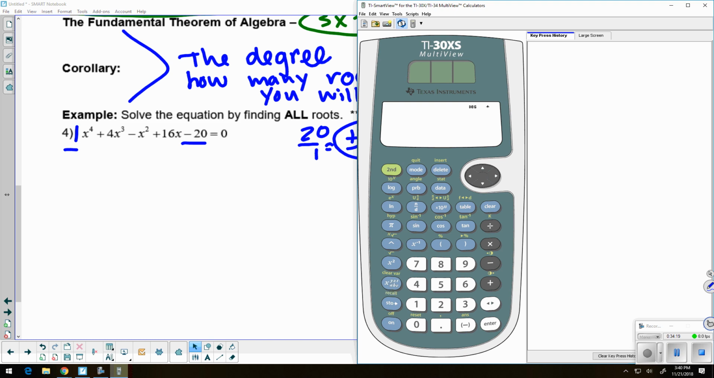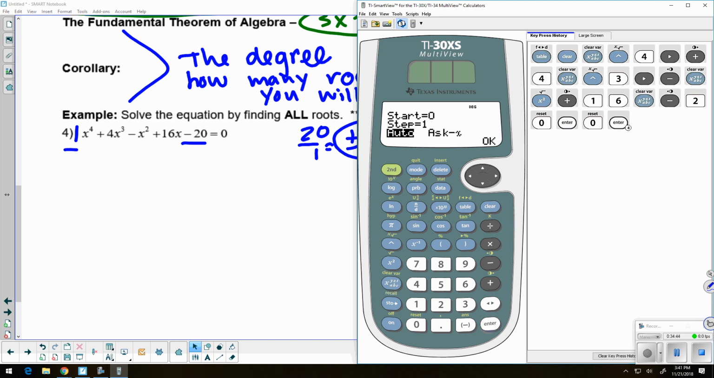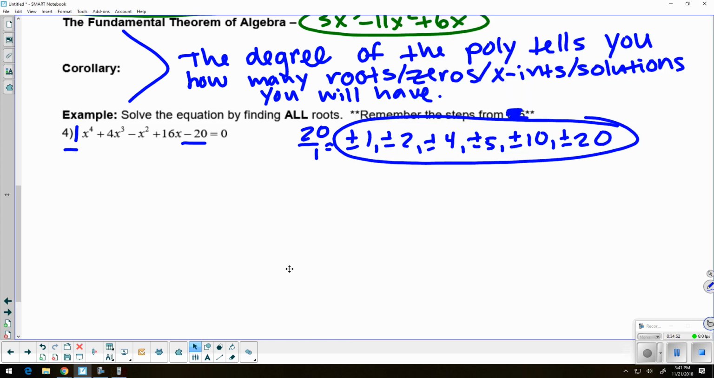So if we type this in, go into table, clear that one out. So we have starting with x to the 4th, followed by plus 4x cubed, and then we have minus x squared plus 16x minus 20. All right, there it is. Hit enter. Again, I will start at 0, go down. All right, there's one right in front of my face, positive 1. So I definitely know that x equals 1. That's definitely one solution. So now find the other solutions.